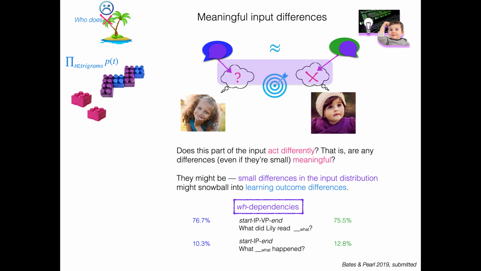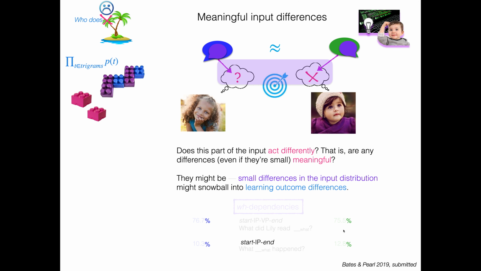So, if we look overall at the WH dependencies, we can see that there are small differences, for example, in the top two WH dependencies in low-SES input. Our matrix clause object is about 76.7% versus 75.5%, still about 3/4 in high SES. And our matrix subject, like what happened, is 10.3% in low SES and 12.8% in high SES. Again, similar, but still a little different, right?